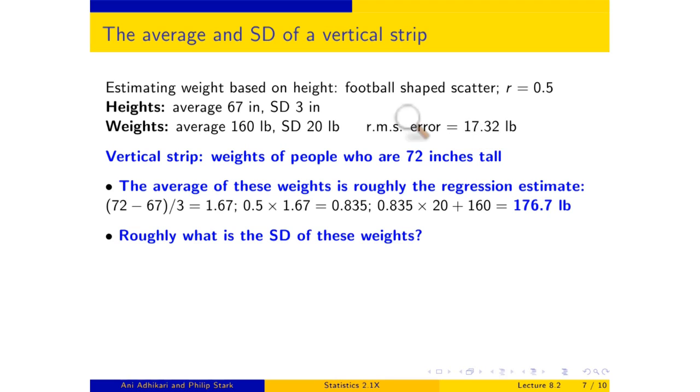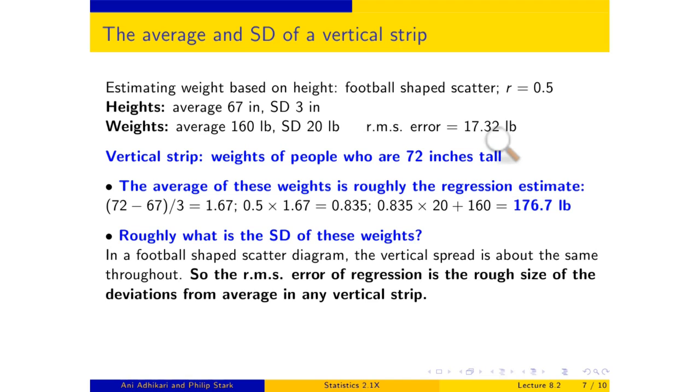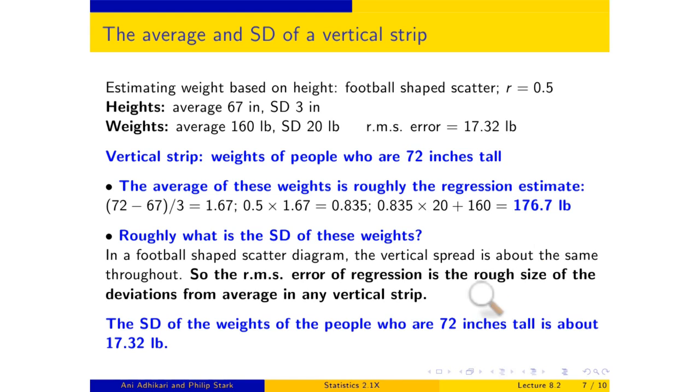But your scatter diagram isn't like that. It's football-shaped. A football-shaped scatter diagram is homoscedastic, about the same vertical spread throughout. So, well, in that case, this RMS error, which represents the overall vertical distance from the regression line, can also be used within each single strip, because each single strip has the same amount of vertical spread. And so that RMS error can function roughly as the SD of every vertical strip, in particular the one at 72 inches.